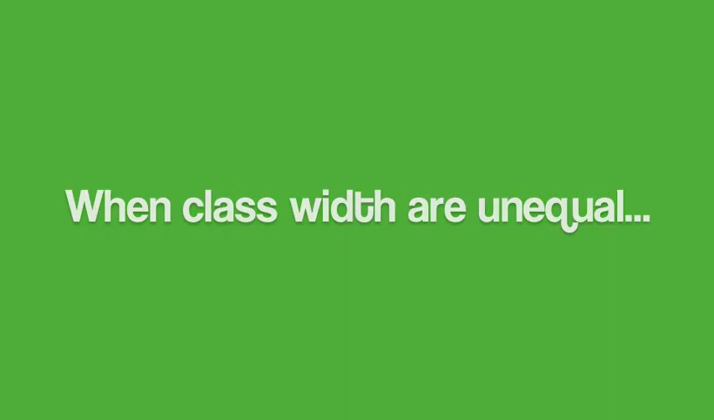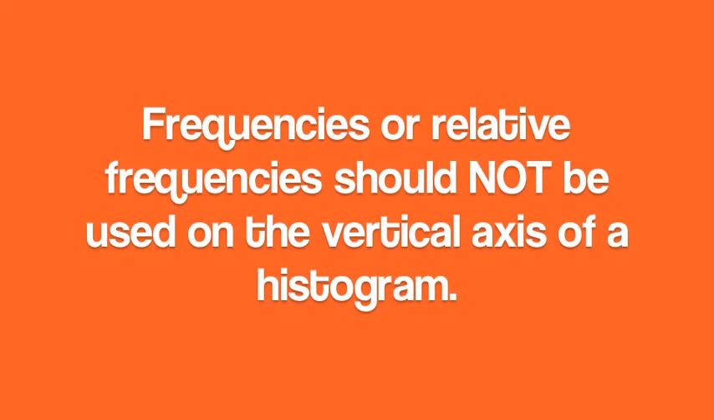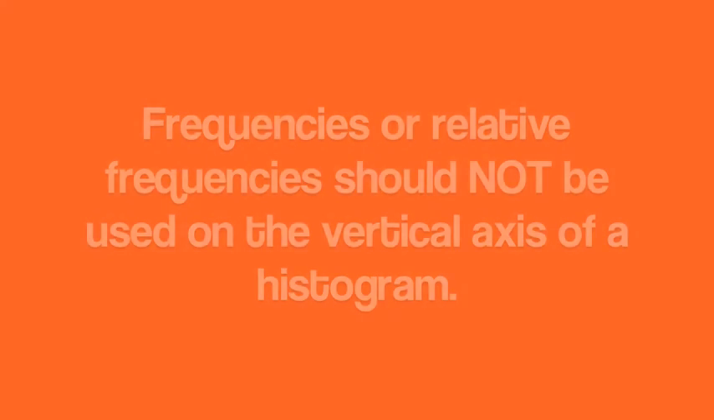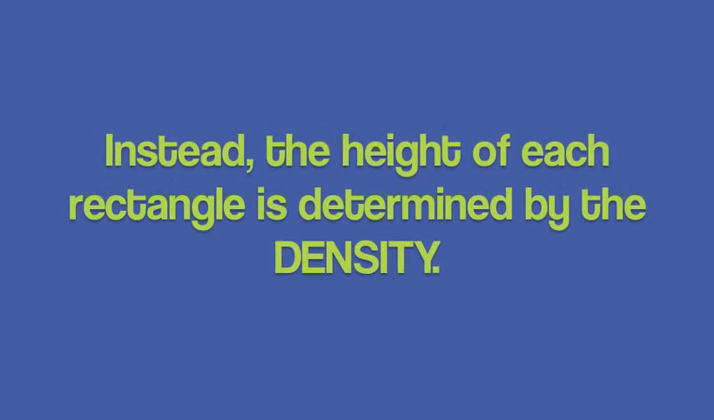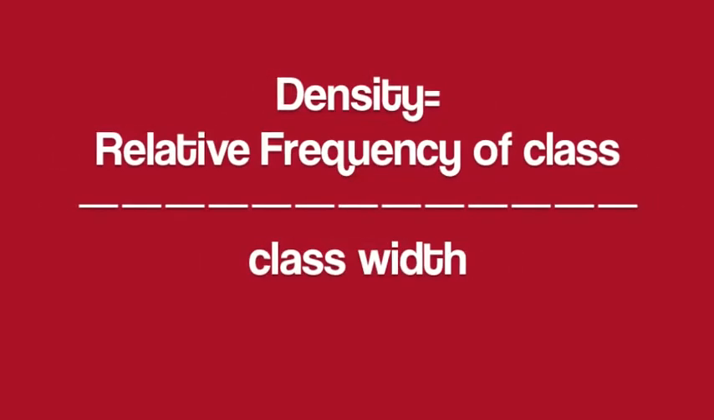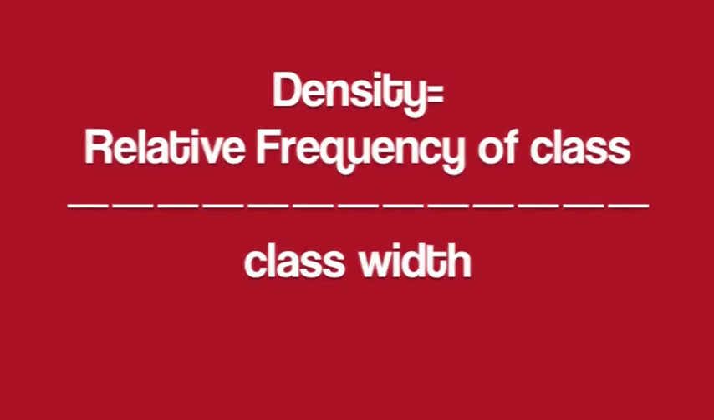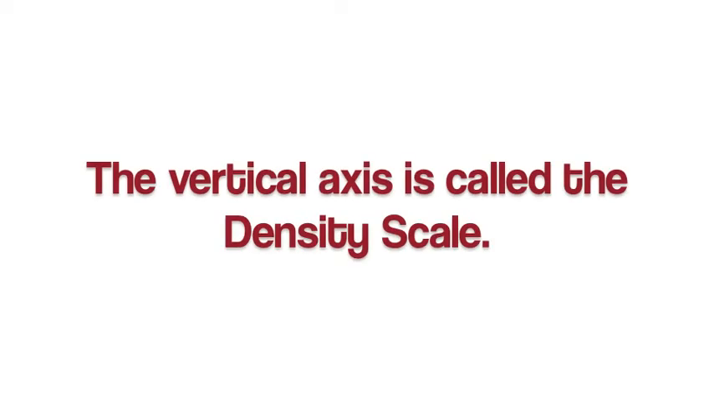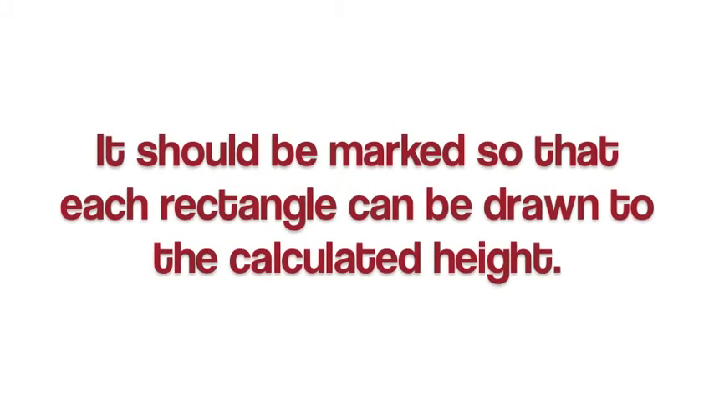When class widths are unequal, do not use frequencies or relative frequencies on the y-axis. Instead, use the density. Density equals relative frequency divided by class width. With density, the vertical axis is called the density scale. Each rectangle's height should be drawn to its calculated density.